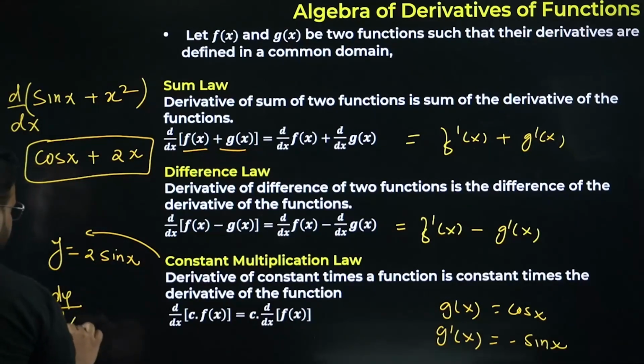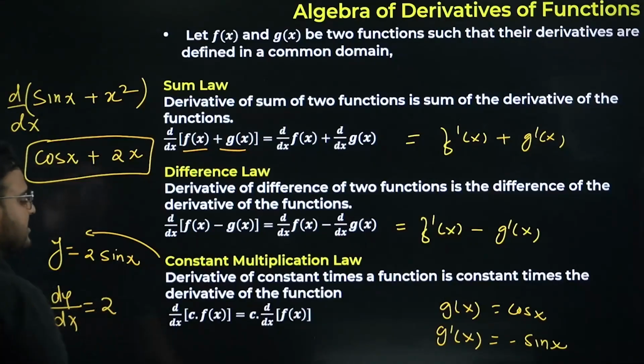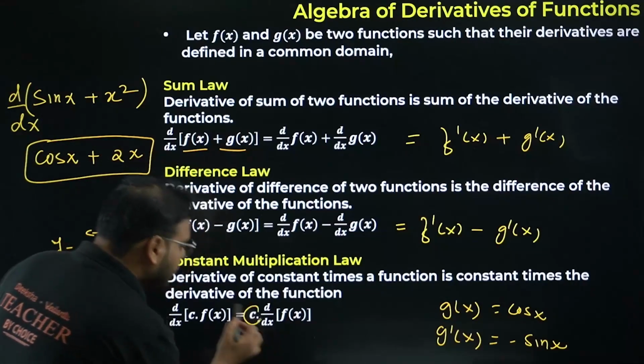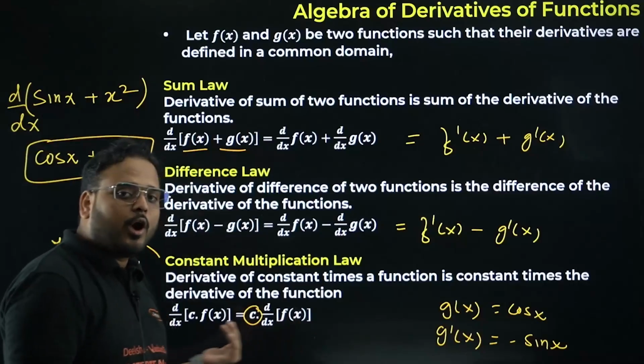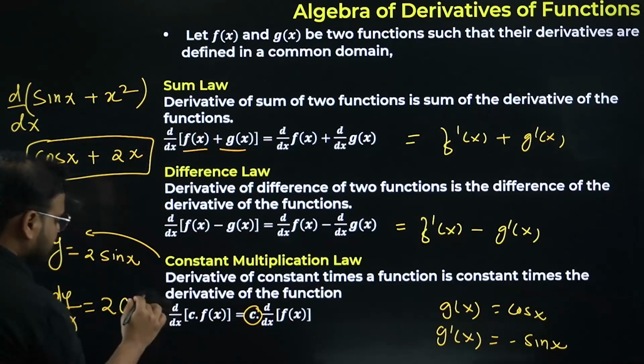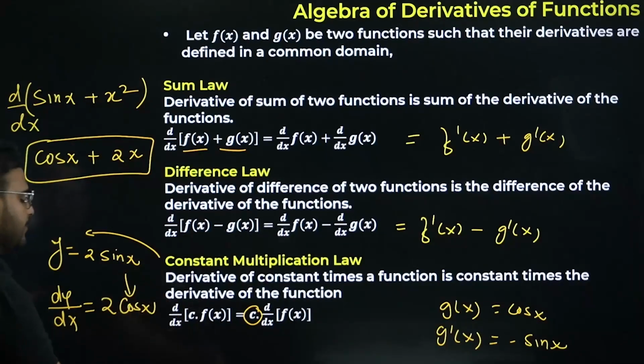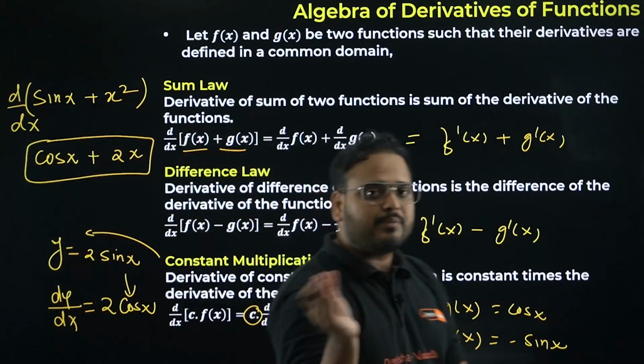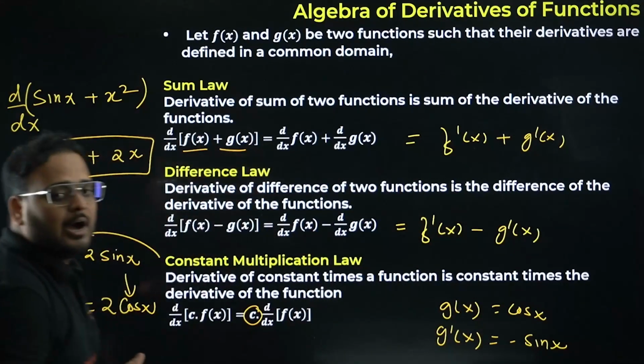I'll write here dy by dx. Take 2, the constant, you can simply take common. It becomes 2, and sin becomes cos x. The sin derivative becomes simply cos x. So the constant can be simply taken out. I hope this is very clear.